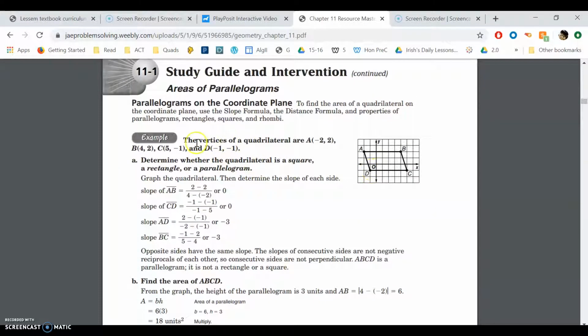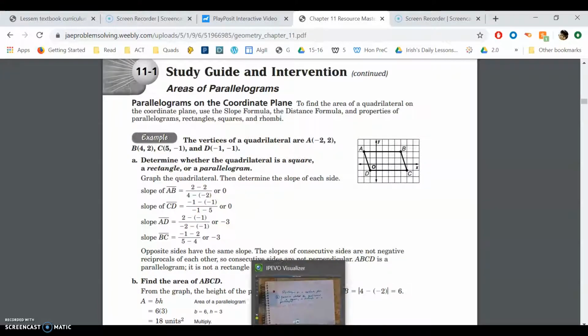So this practice problem, we have the vertices of a quadrilateral. It gives us four vertices, A, B, C, and D. And don't worry if you don't have graph paper, because I don't. We're just going to graph it approximately on our paper, and then that should be good enough. All right. So we have to determine whether this quadrilateral is a square, rectangle, or parallelogram, and then we need to find the area. Okay. So let's do it.